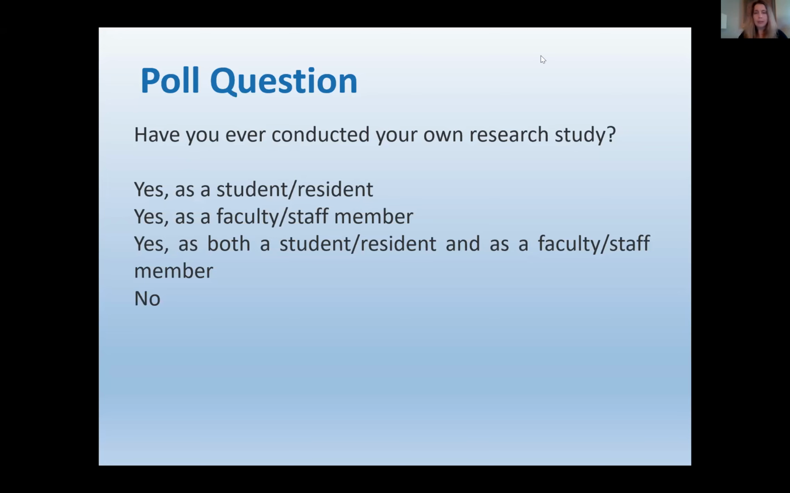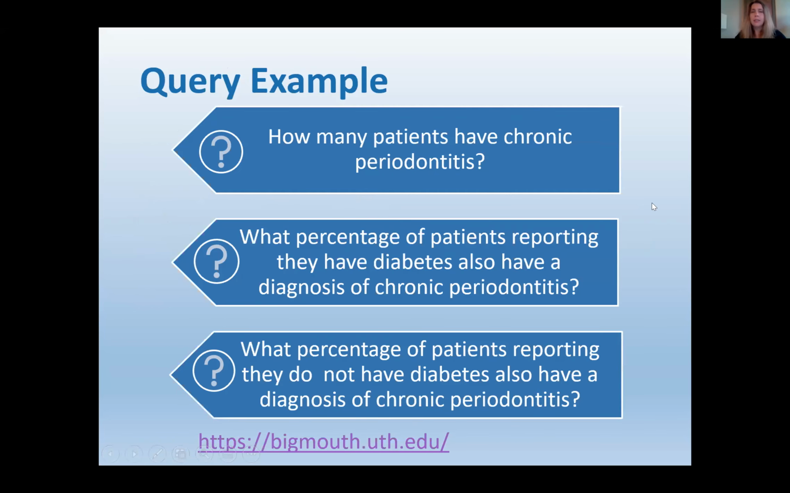I'm going to give an example of a question that you might look at in Big Mouth. One of the questions we might look at is how many patients have chronic periodontitis? What percentage of patients reporting they have diabetes also have a diagnosis of chronic periodontitis?